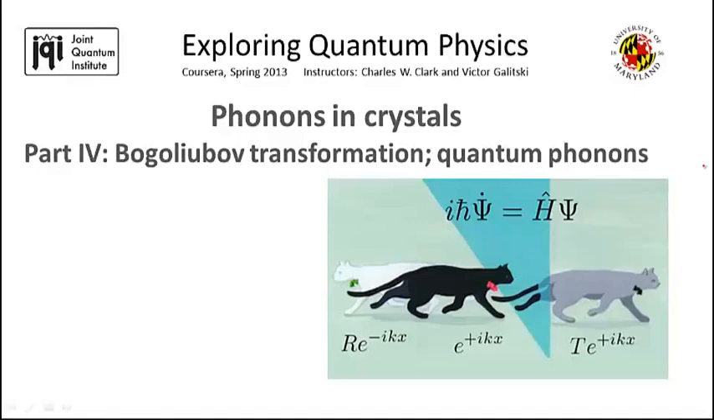So in this video we're going to complete the derivation of the spectrum or dispersion relation of quantum phonons. This part, as well as the previous part, is a bit technical, so I will skip some of the calculations and just illustrate the method, which is called, by the way, the Bogoliubov transformation, that is used to solve such a problem.